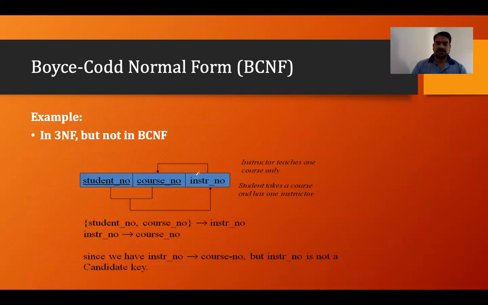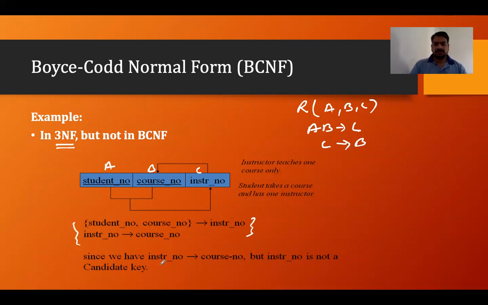We assume this relation is already in third normal form, but not in Boyce-Codd normal form. Let's interpret this. This is A, this is B, this is C. So we have A, B, and C. A, B determine C. Next is C determines B. This is your functional dependency.